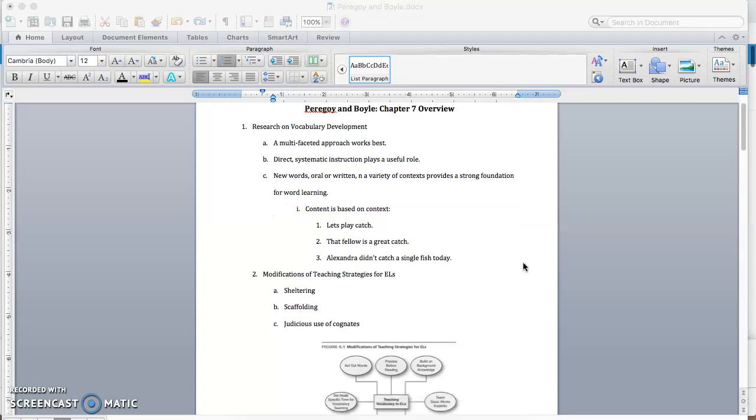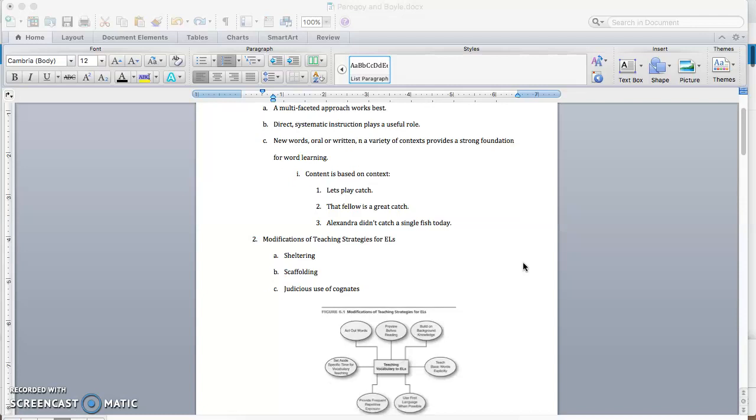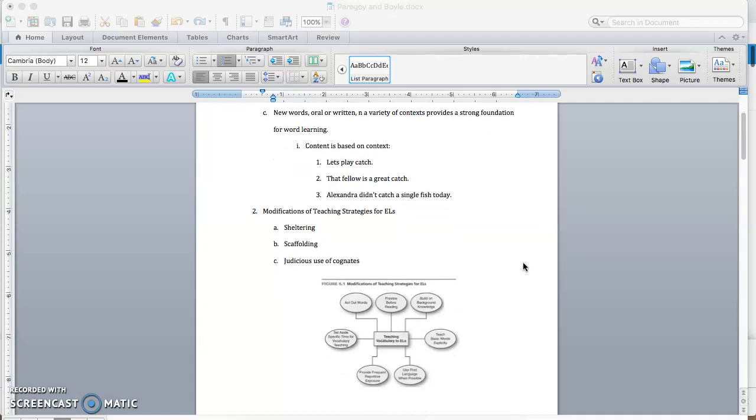And so, like many theorists have agreed on, direct and systematic instruction plays a very useful role. Also, limiting the number of new words that you teach your students, and teaching them, oral or written, in a variety of contexts is very crucial for strong word learning.